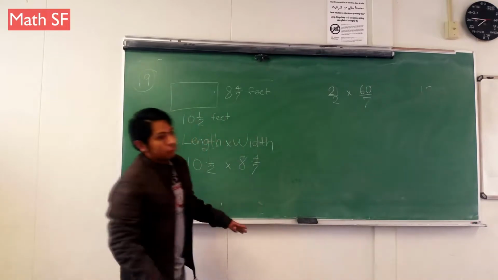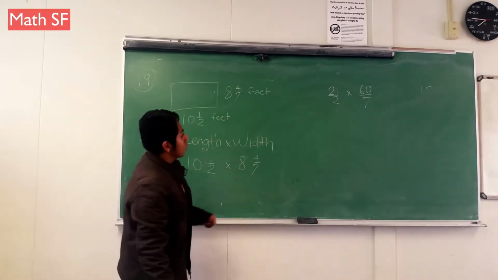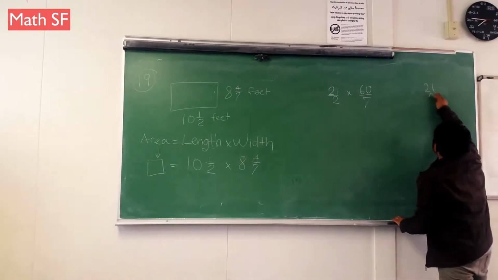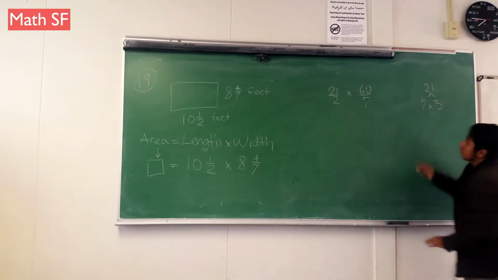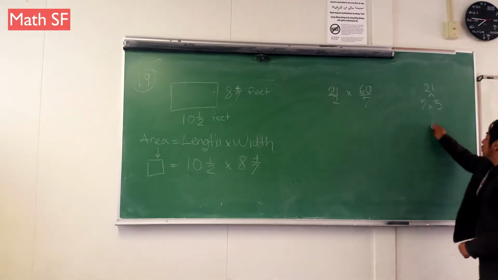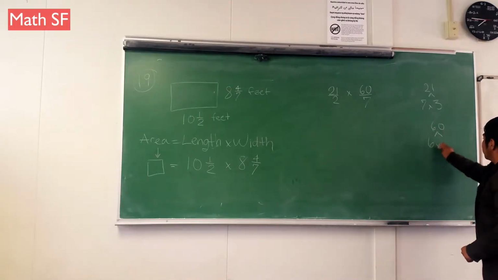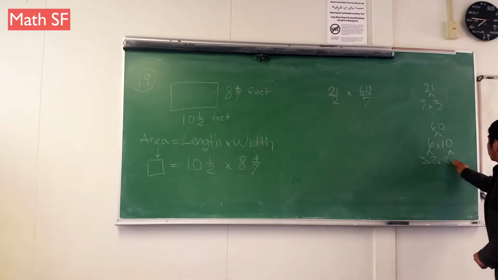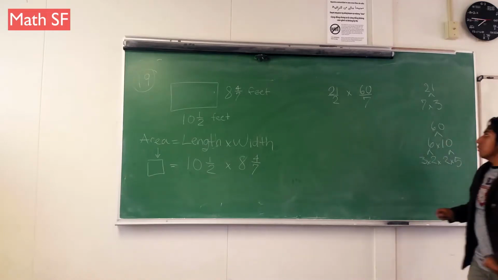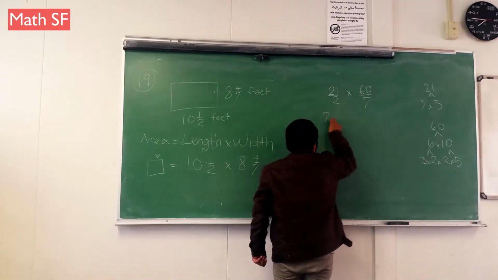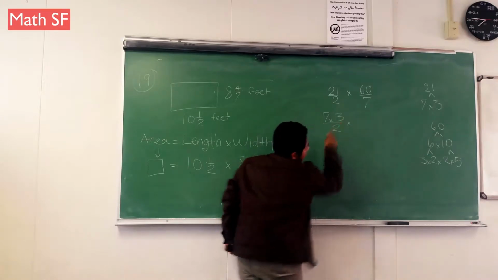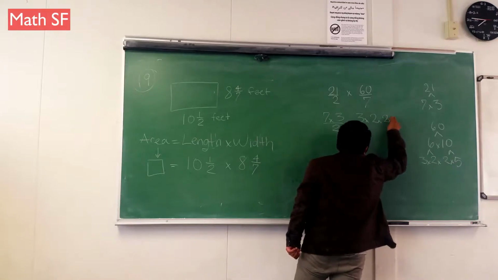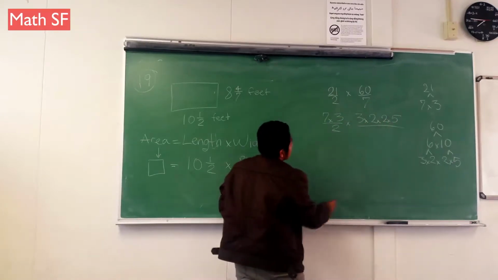Now let's write each of them as a product of prime numbers. So 21, what times what gives me 21? 21 could be 7 times 3. 60, what times what could give me 60? 6 times 10, and 6 is 3 times 2, and this 10 is 2 times 5. Let's rewrite it. 21 is 7 times 3 over 2, and this 60 is going to be 3 times 2 times 2 times 5 over 7.